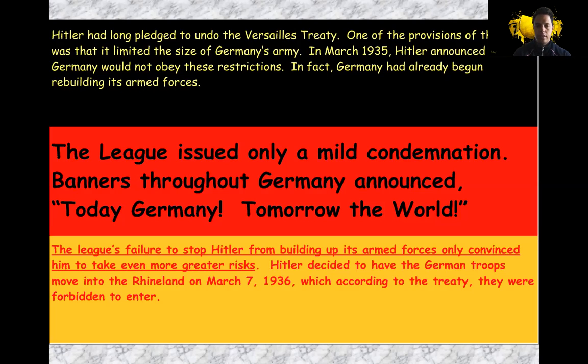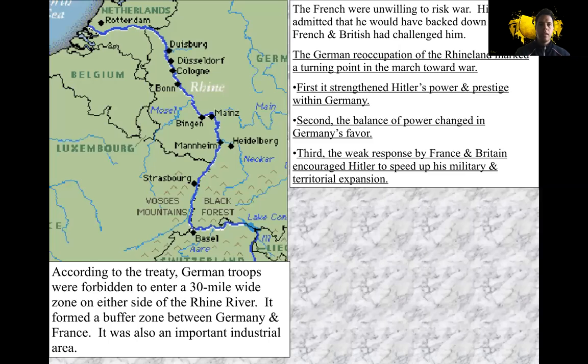And so the first thing that Hitler decided to do with his newly built army was to move troops into an area between Germany and France called the Rhineland. Now, the Rhineland is a valley along the Rhine River, which is the southwestern border of Germany, which according to the treaty was forbidden for German military to enter and was a heavy industrial area. Now, the French, unwilling to risk war, backed down. What this told the Germans is that they could do whatever they wished.